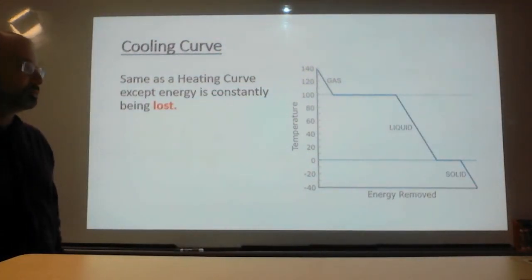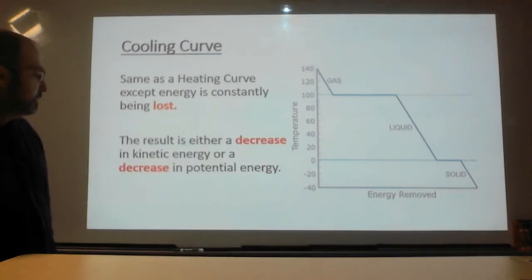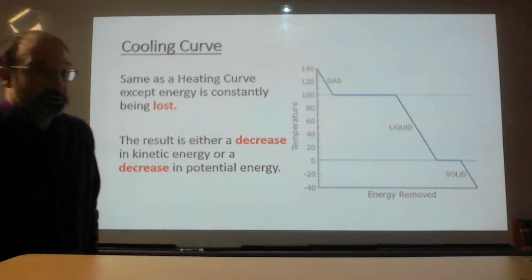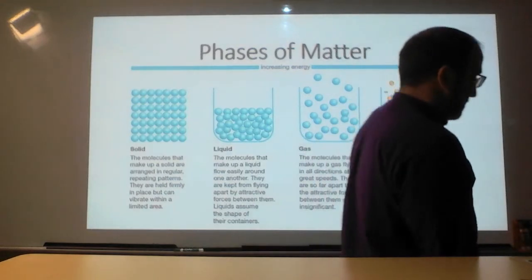Right? And in this case, because we're losing energy, we're decreasing the kinetic energy or we're decreasing the potential energy in order for this to happen. That means the energy is going somewhere else, right? So these are exothermic reactions at this point. So yeah, that's the basic idea.